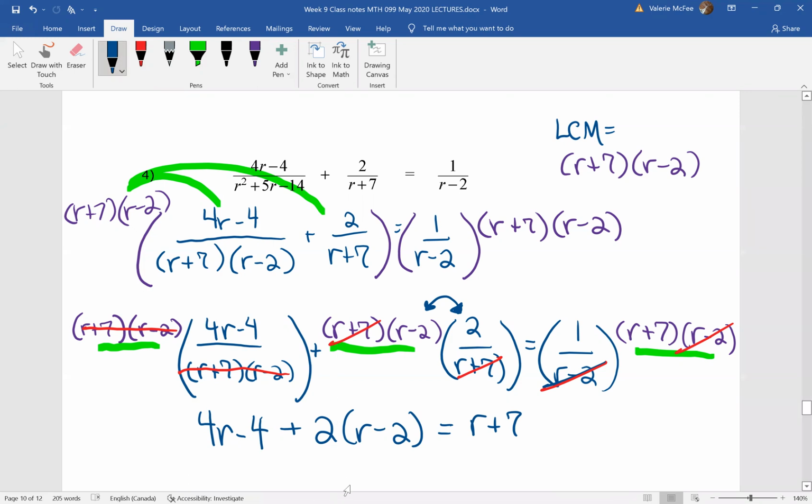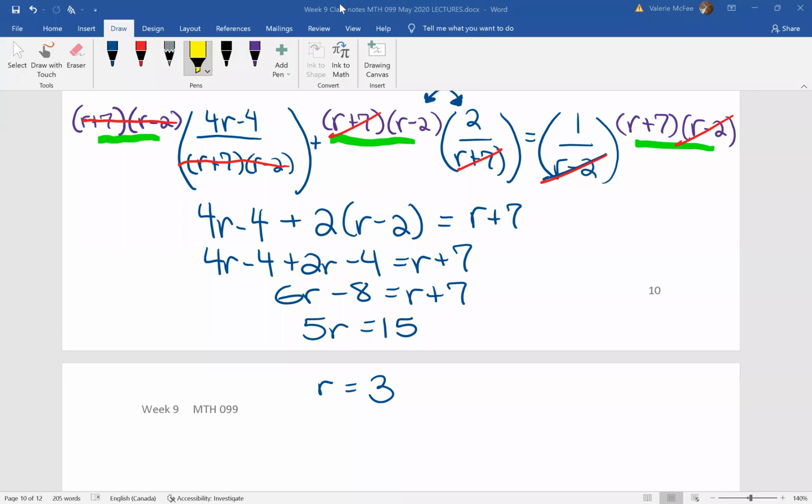Now we can finish that up. We simplified the left side of the equation. We subtracted r and added 8, and we found that r equals 3. We need to check for restrictions. We have two terms in the denominator. We see that r cannot equal -7, and r cannot equal 2.